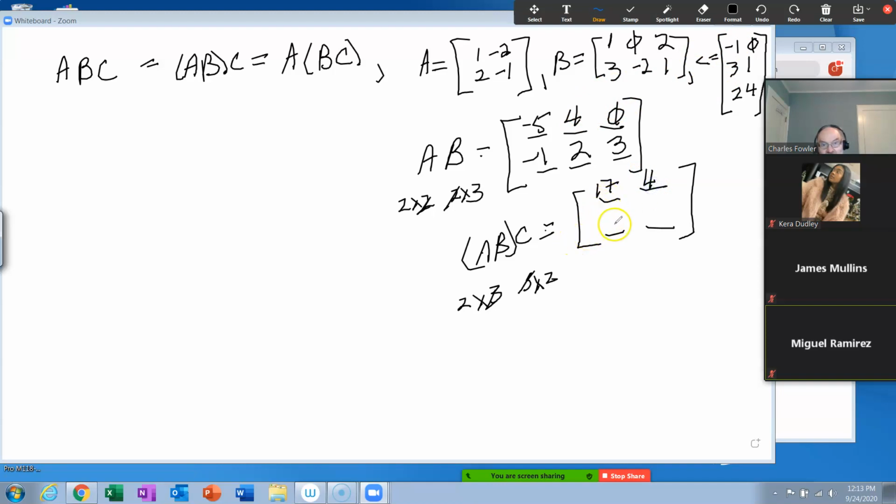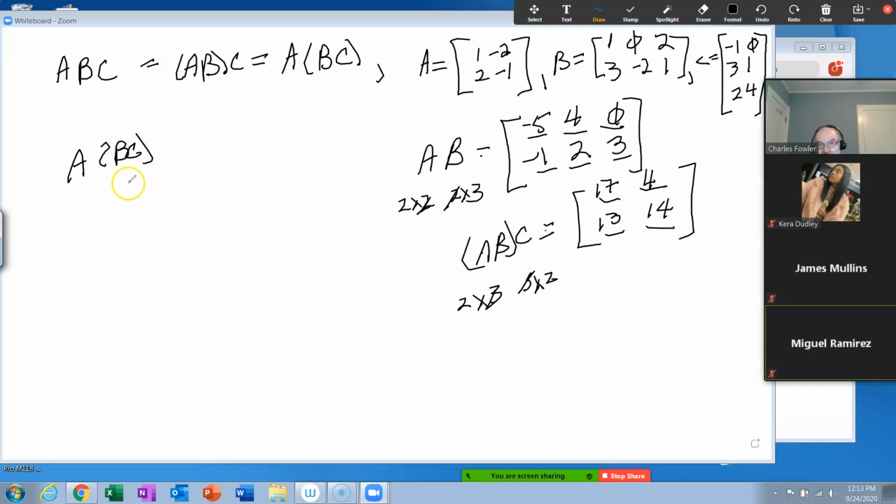Okay. The 2, 1 entry is second row here. First column there, that's going to be a 1, plus 6 is 7, plus another 6 is 13. Lucky 13. The 2, 2 entry here is going to be second row by second column, and that's going to be a 0, 2, plus 12 is 14. Alright, so that's the AB times C. Now what we need to do is A times BC.